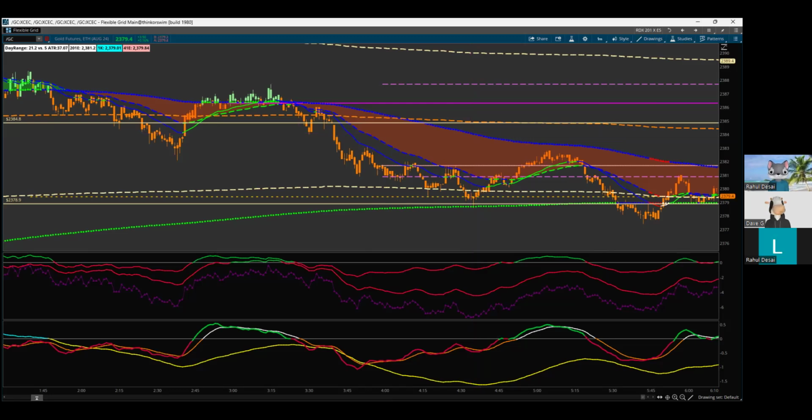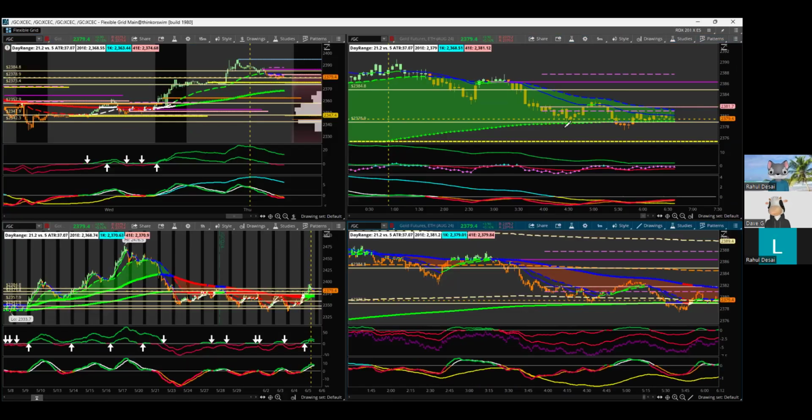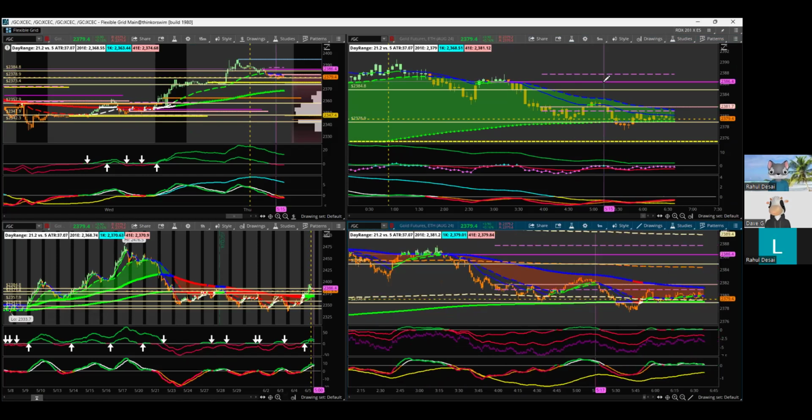So what I then did was I actually looked at the 5 minute chart. Now look at the 5 minute chart here. The 5 minute cloud is green. The 5 minute wave is mixed. We don't know. As in, there is no clear direction.